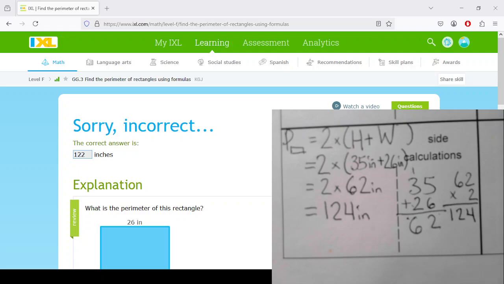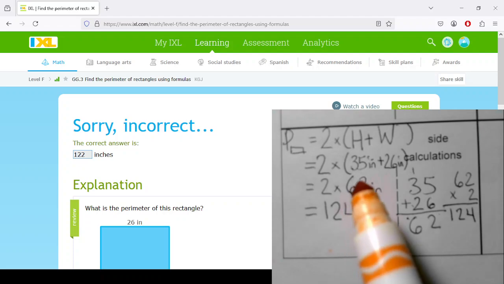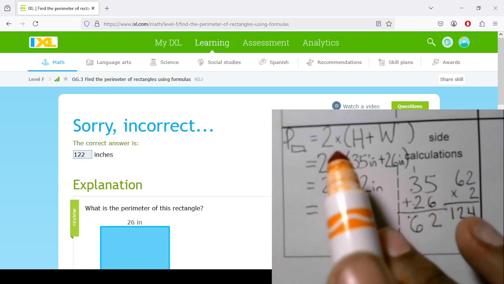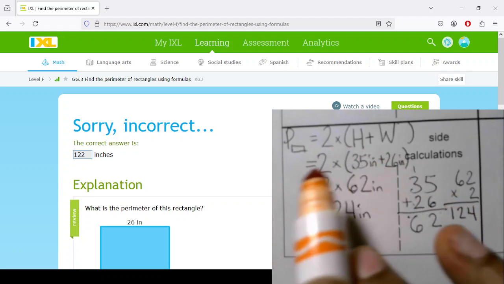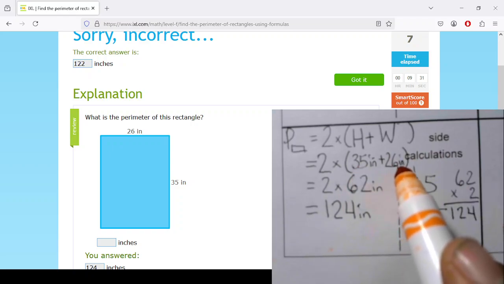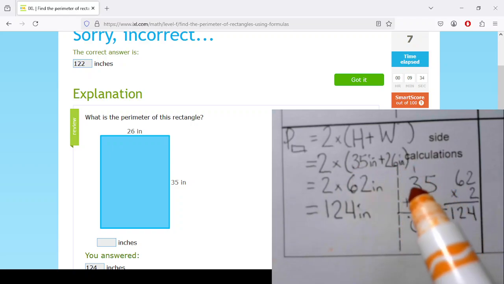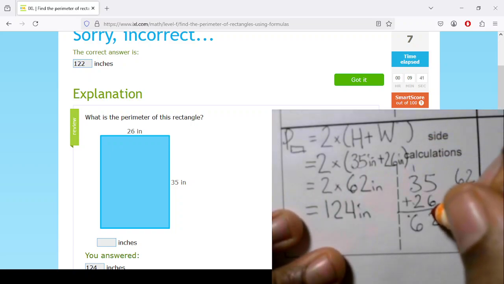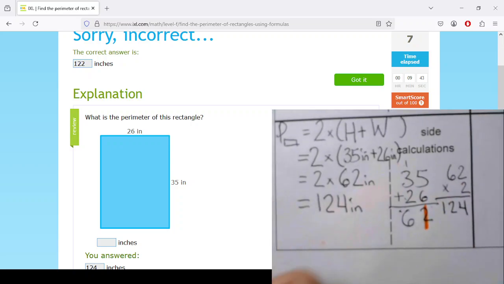Use the solve. View it twice, write what's nice, then move along. So, I'm going to start at the top. Did I copy my formula correctly? Yes, I can look at the top of the page and see that my formula is correct. 35 inches is my height. Is that correct? Yes. 26 inches is my width. Is that correct? Yes. 35 plus 26. 5 plus 6 is 11. Ah, so this should have been a 1. Is that the only mistake that I made?